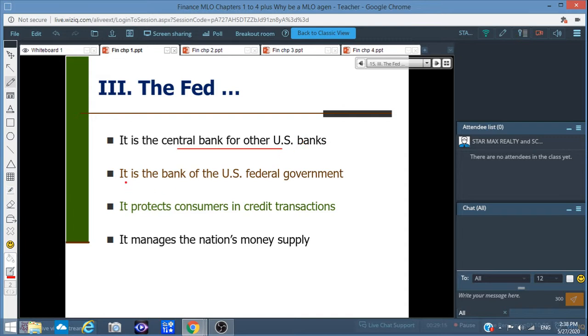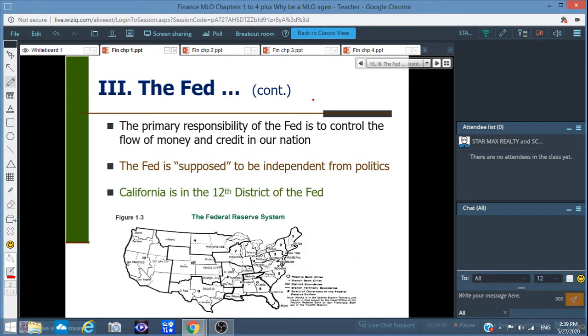所以这个中央银行就是银行的银行,okay? It is the bank of the U.S. federal government, okay? Uncle Sam's bank, okay? So it protects consumers in credit transactions. It manages the nation's money supply, okay? 它把这个流动的钱都控制住了。Okay, the primary responsibility is to control the flow of money and credit in our nation. 他唯一的责任就是控制住这个流动的钱。The Fed is supposed to be independent from politics.